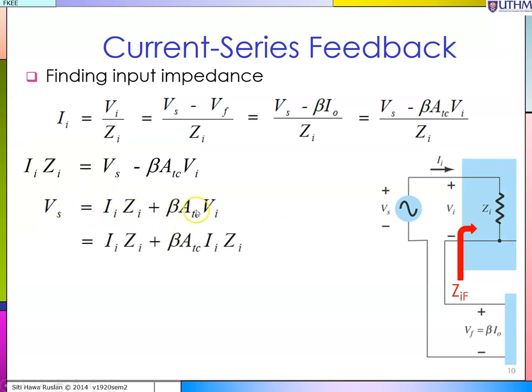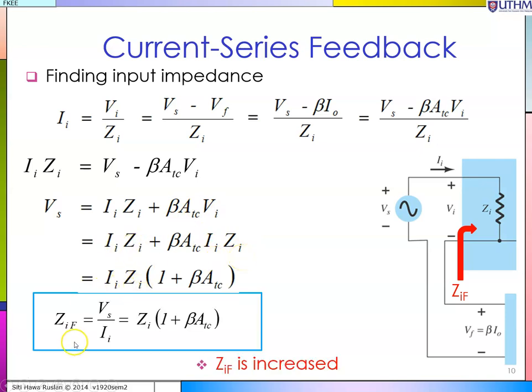Okay, so I substitute VI with II ZI, factor out II ZI, the common term over here. And my ZIF, which is VS over II, will be ZI multiplied with a factor of 1 plus beta ATC. So meaning that the input impedance with feedback is increased. Okay. Ideally, ZI should be infinity. But with a negative feedback, we further increase that value, meaning that we can have a much larger value.